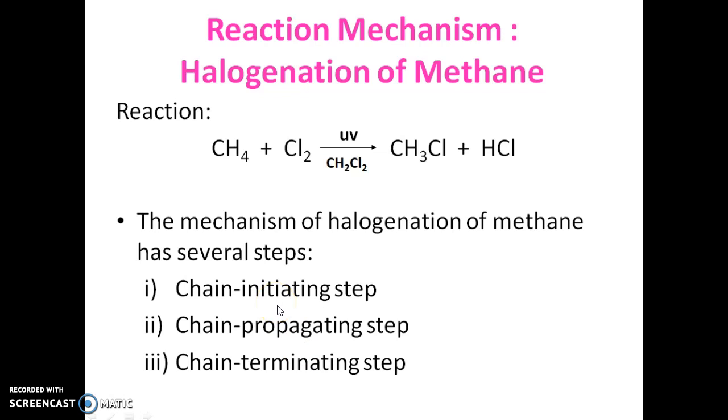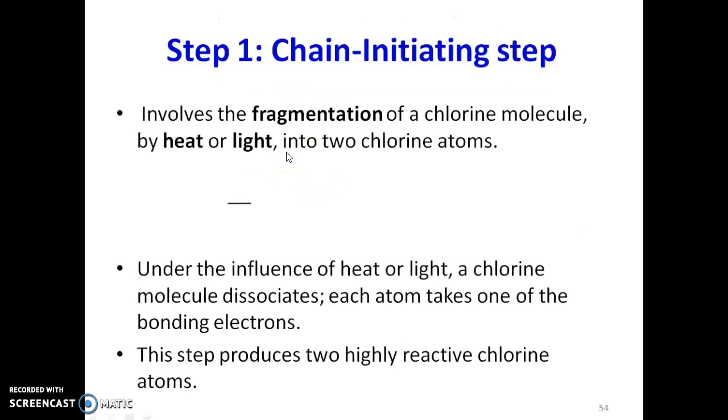First, the chain-initiating step. Because we want to substitute H with the Cl, we will break the bond between the Cl in Cl2. So the chain-initiating step only involves the halogen Cl2. It involves the fragmentation of the halogen molecule, in this case the chlorine molecule, by using heat or light, the condition that we use.